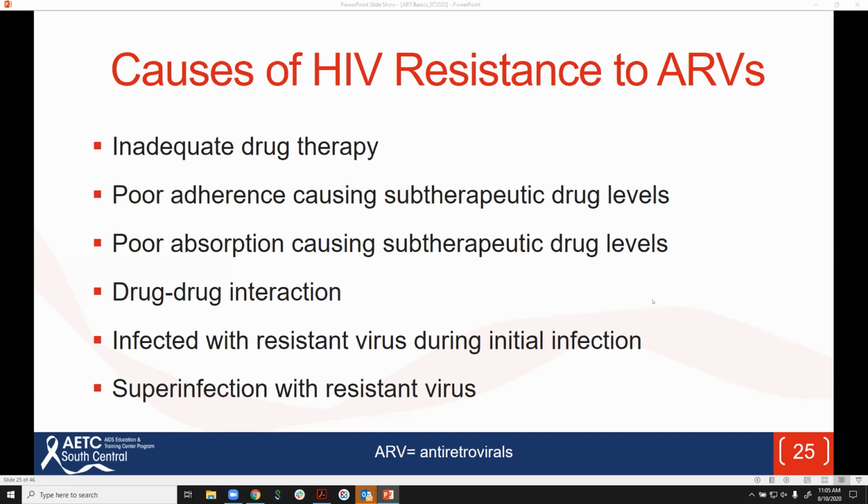And the reason why NNRTIs are not included in our treatment options for rapid start is because we don't have the resistance information back by that point, and a patient is more likely to have resistance against one of those first. It is also possible to become infected with someone else's virus that's resistant to the medications that you're on, and so that is an issue as well.